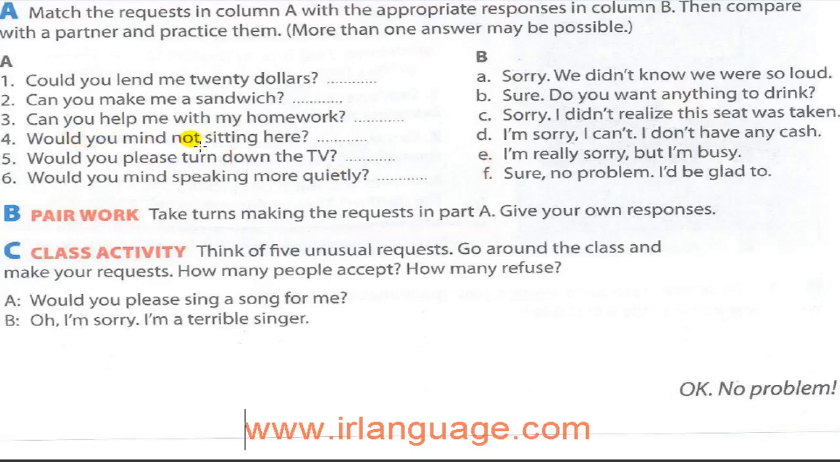4. Would you mind not sitting here? This is number 4, exercise number 4. The answers: C. Sorry, I didn't realize the seat was taken.